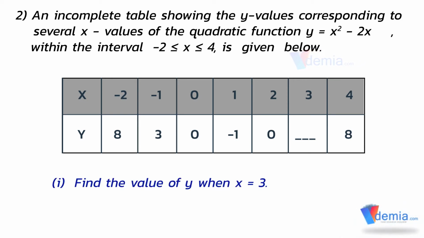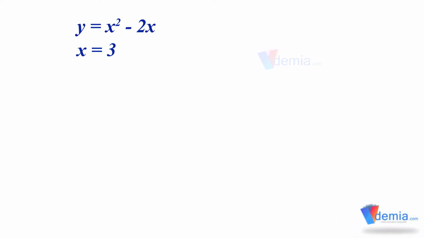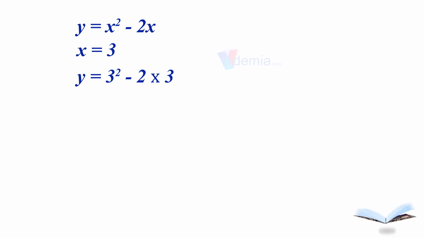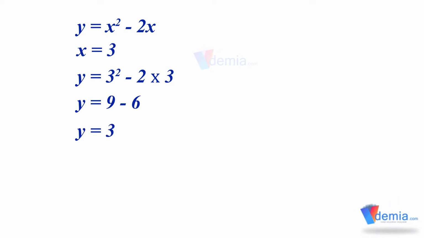We are asked to find the value of y when x equals 3. It is given that y equals x squared minus 2x. So by substituting 3 for x in the equation y equals x squared minus 2x, we get y equals 3 squared minus 2 into 3. So 3 to the power 2 is 9, minus 2 into 3, that is 6. So y equals 9 minus 6, that is 3. Hence, when x equals 3, y is also equal to 3.